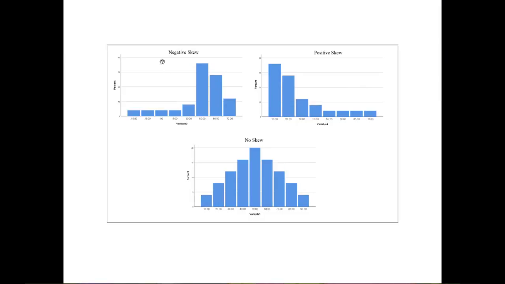This is an example of a bar graph with a negative skew, as the left side of the graph extends much further than the right side of the graph. This is an example of a bar graph with a positive skew, as the right side of the graph extends much further than the left side of the graph. This is an example of a bar graph with no skew, as the left and right sides of the graph extend about the same from the center of the graph.